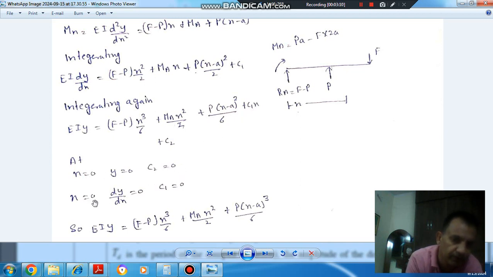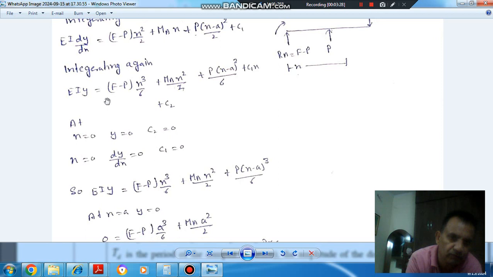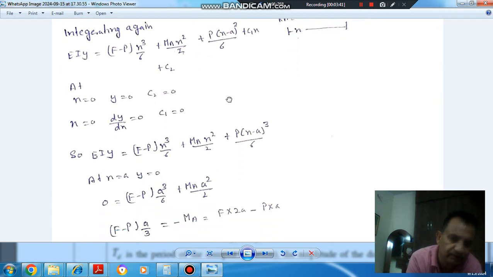Similarly, at x equal to 0, dy by dx is 0, so this is 0, this is 0, this is 0, and this will again be 0 for the same reason. The term that comes out negative will be taken as 0. So C1 will be 0. So from this we have C1 and C2 as 0. So the equation becomes EI y is equal to (F minus P) x cube by 6 plus MA x square by 2 plus P (x minus A) cube by 6.